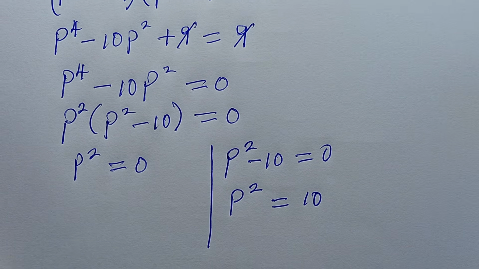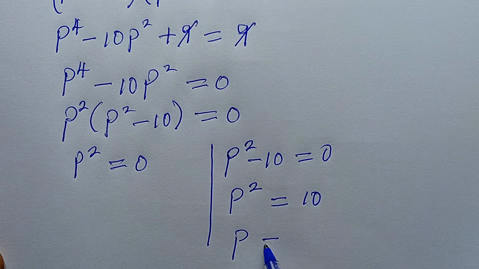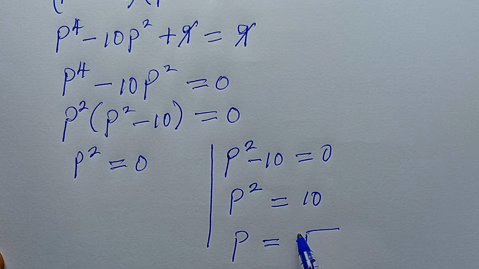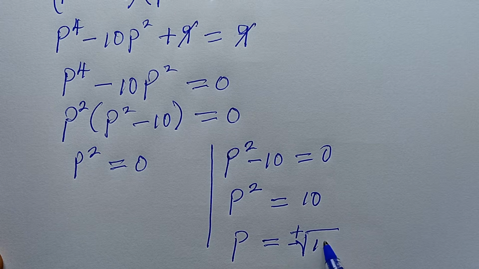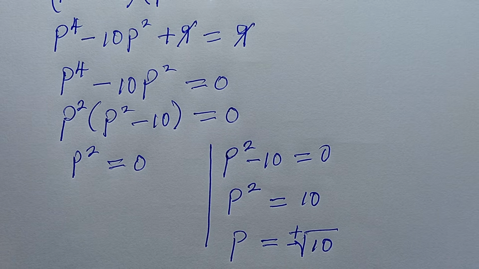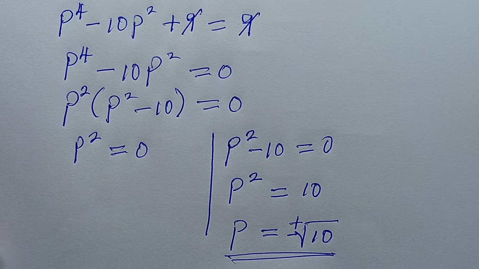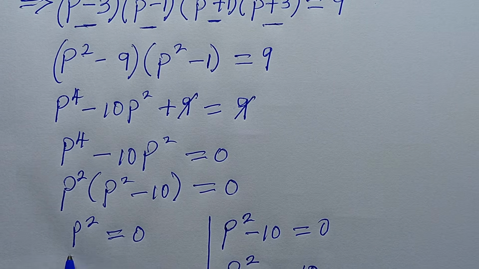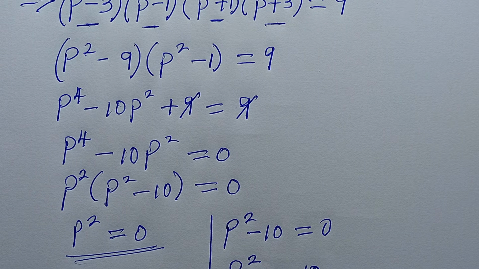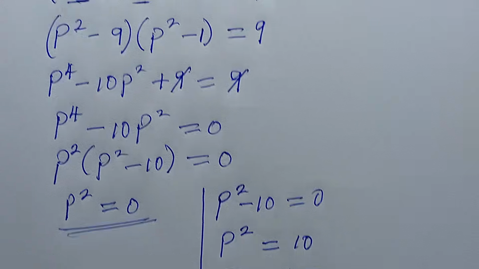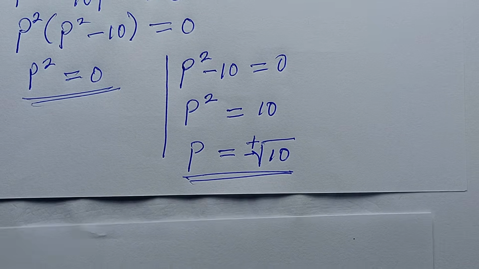Take the square root of both sides. We're going to have p is equal to plus minus the square root of 10. Right? Good. So we have three values for our p from this solving. But we have to look for the value of x since we do not have p in the original equation. And so let's continue here.